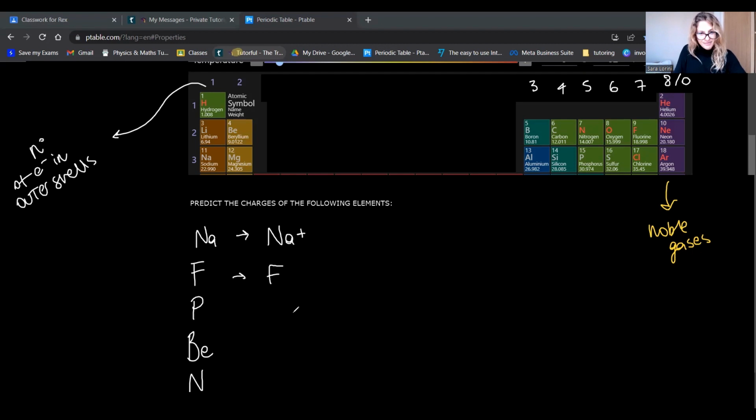Okay. Yeah. Okay, so the next one, it would be... Oh, it would be -3. Well done. Normally we write it like this, 3 minus, perfect. And then would the next one be +2 or +1? No, +1.